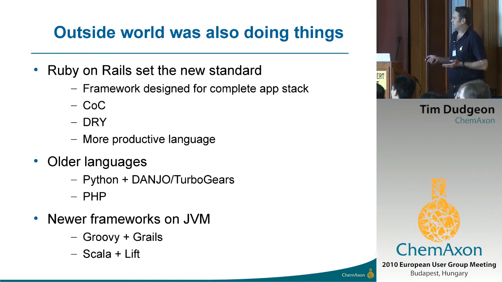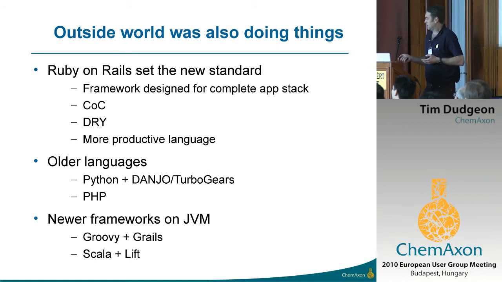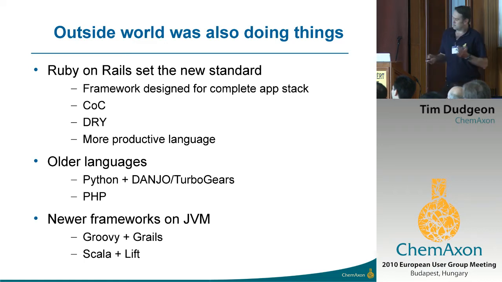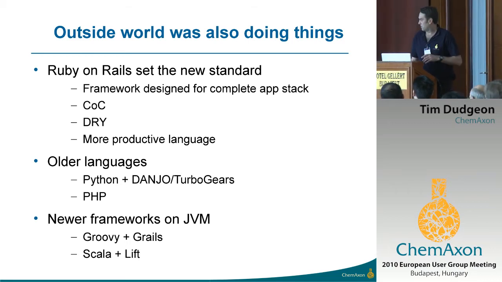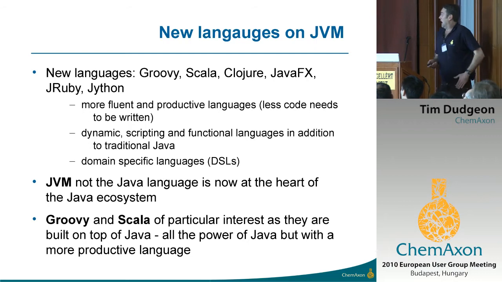And also older languages such as Python and PHP are doing things as well. There are some quite good frameworks available in Python. And more recently, there are a number of newer frameworks for new languages on the Java virtual machine. Of particular relevance are Groovy and Grails, and Scala with its Lift web framework. So there are lots of new things happening outside the strict Java world as well.